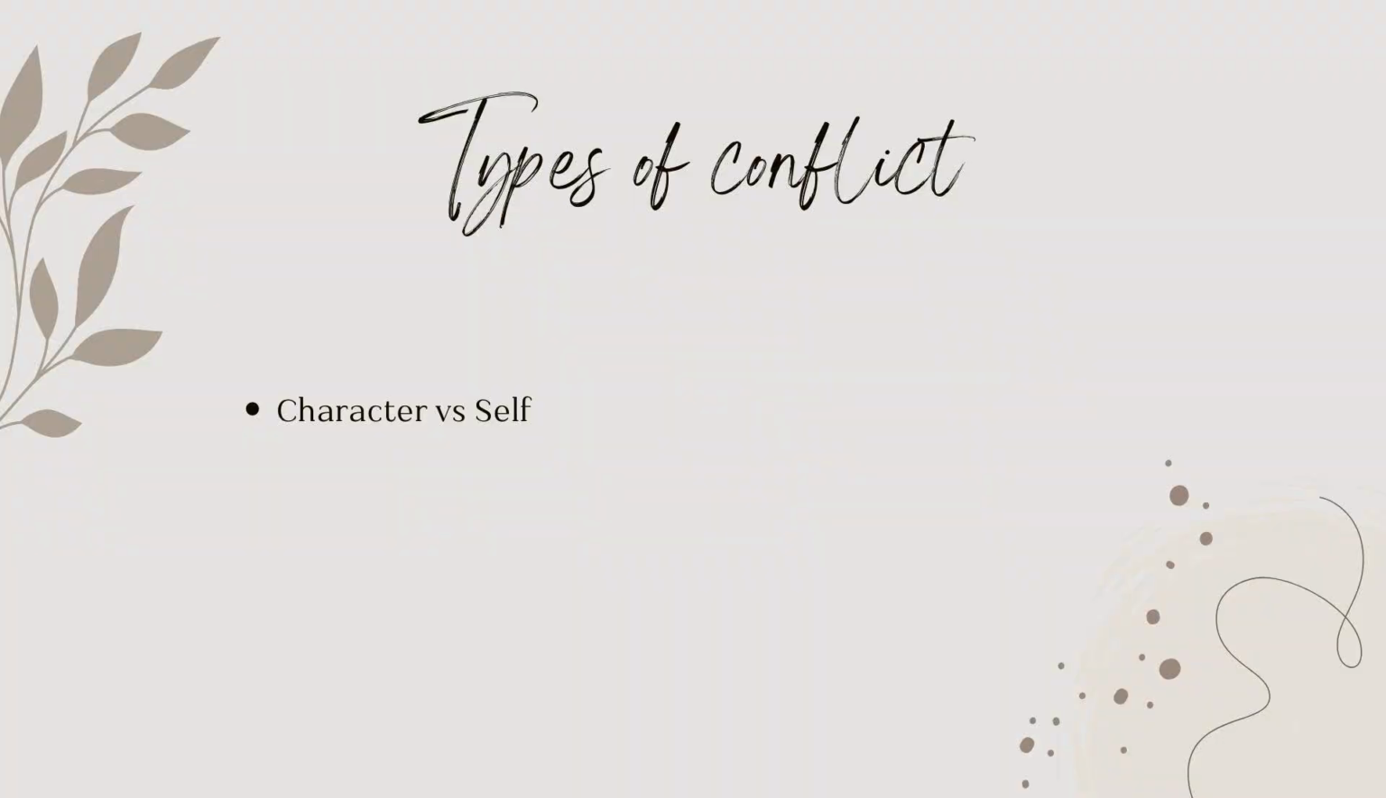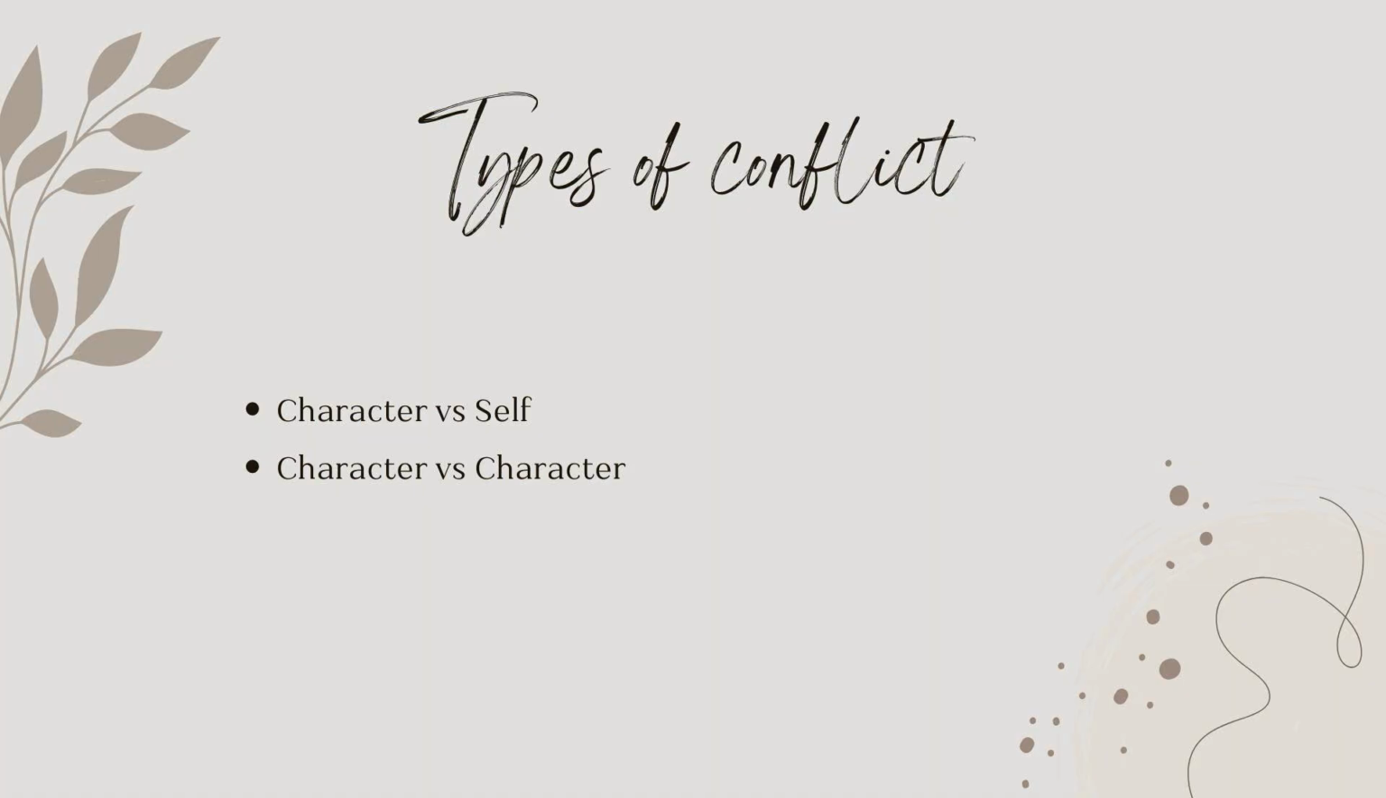So first is the character versus self. This is often inner conflict where the character is essentially fighting with themselves about how to move forward or to solve a situation or just something that is going on in their life. As I said, this is often internal, so their self-esteem, maybe they're struggling with mental health issues, they are stuck at a dilemma that they can't really get themselves out of, etc.